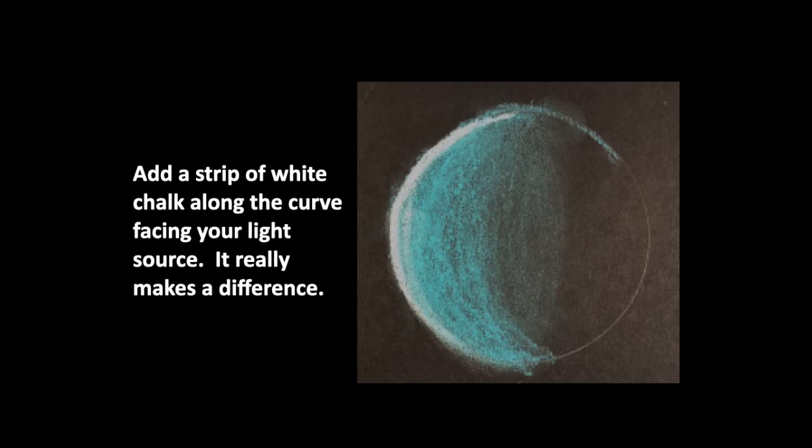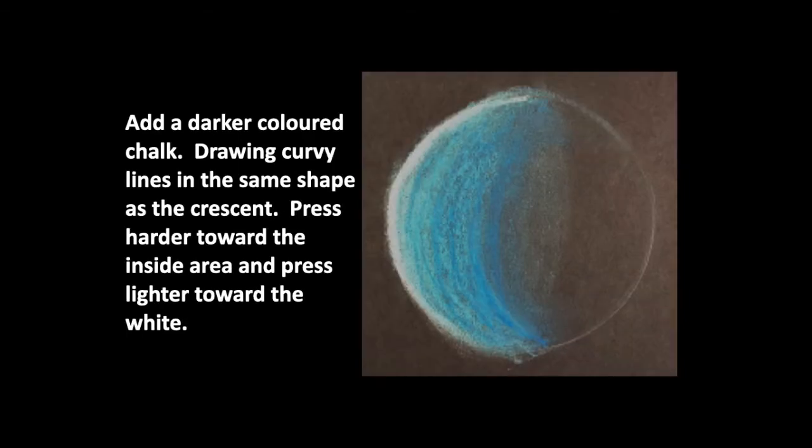Add a strip of white chalk along the curve facing your light source. It really makes a difference. Add a darker colored chalk, drawing curvy lines in the same shape as the crescent. Press harder toward the inside area and press lighter toward the white area.